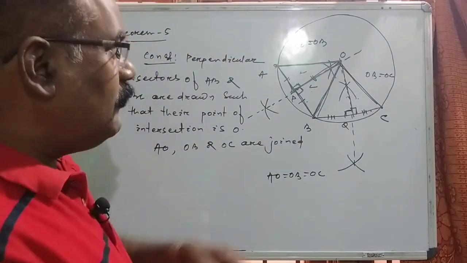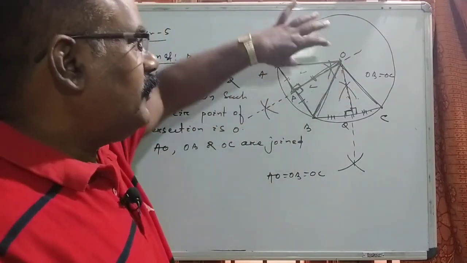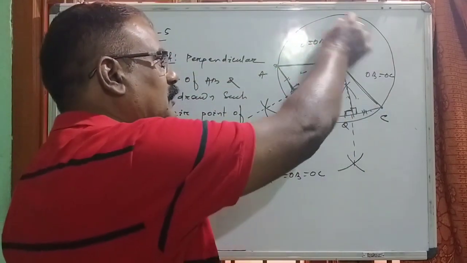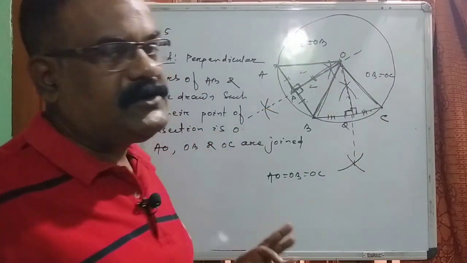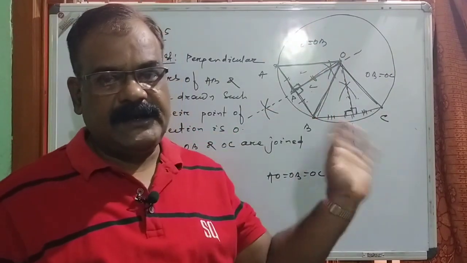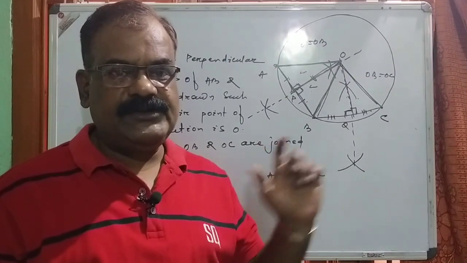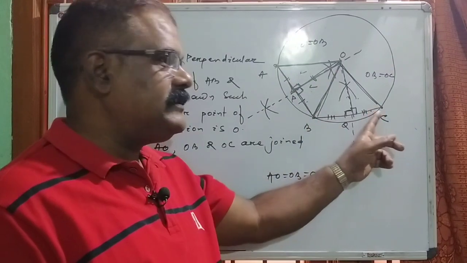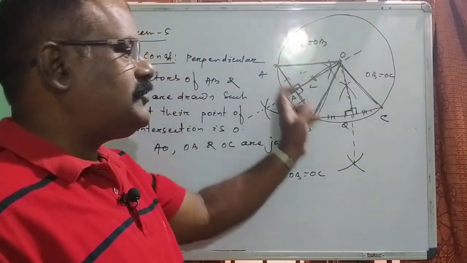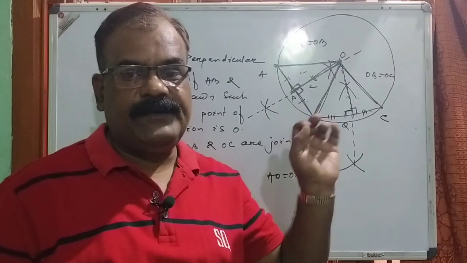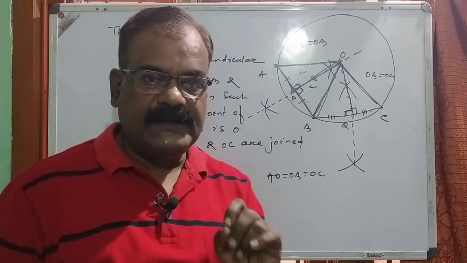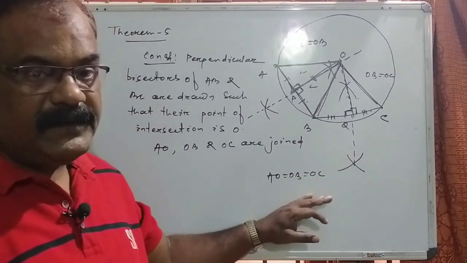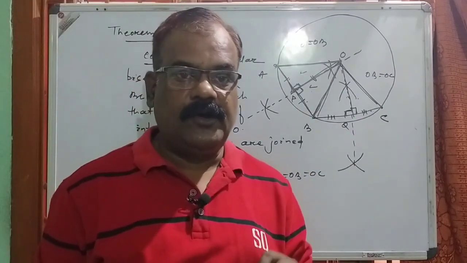Now taking O as the center, and AO, OB and OC as the radius, if a circle is drawn, then definitely it will pass through these 3 points A, B and C. So according to the statement of the theorem, through 3 non-collinear points one and only one circle can be drawn, not more than one. This is theorem number 5, the last theorem of the chord properties of the circle.